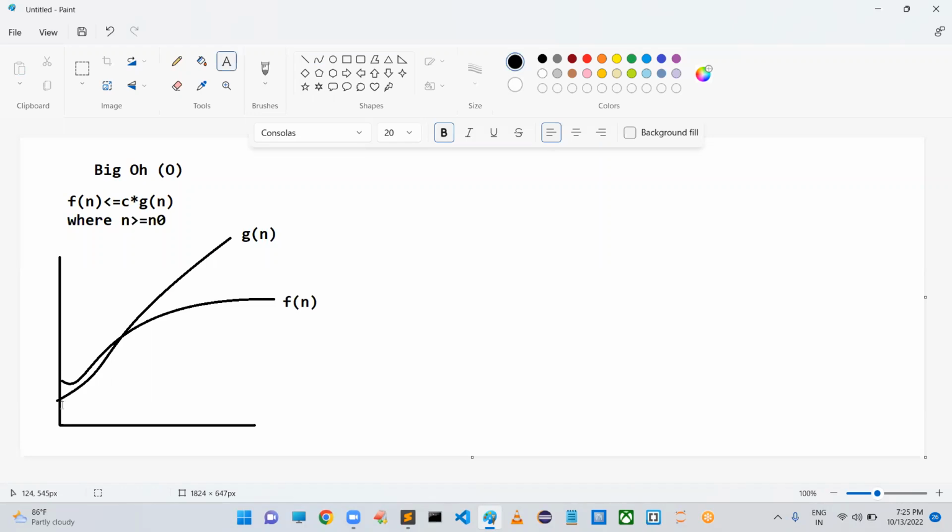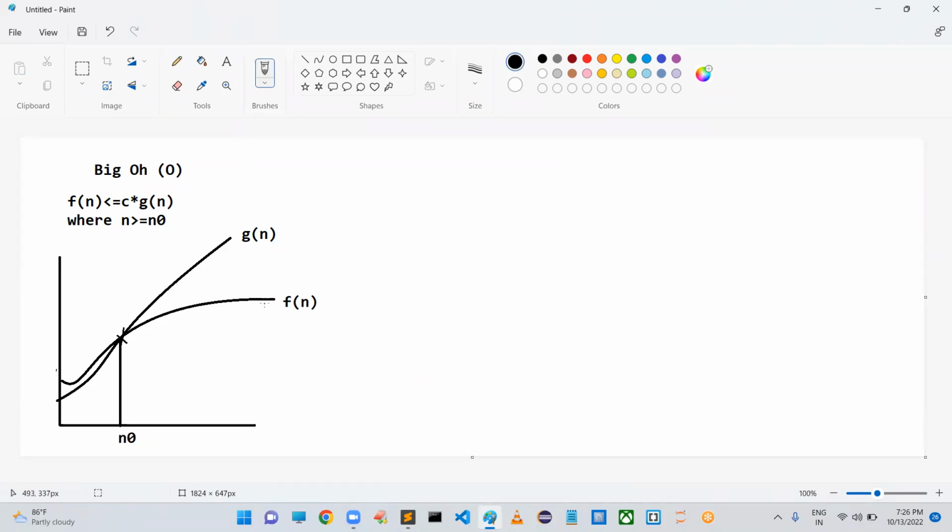If you observe clearly, g of n starts from here, and f of n starts from here. Up to a certain point, once this point is reached, g of n is higher when compared with f of n. g of n is increasing rapidly. This point is called n naught. At a certain point, g of n will increase beyond f of n.